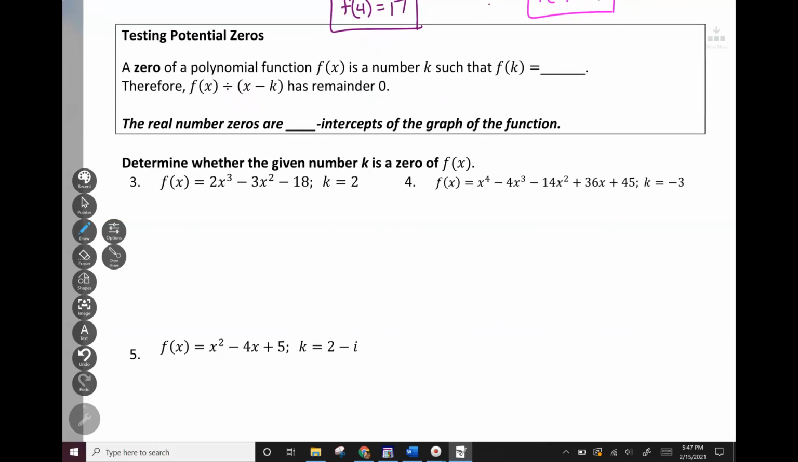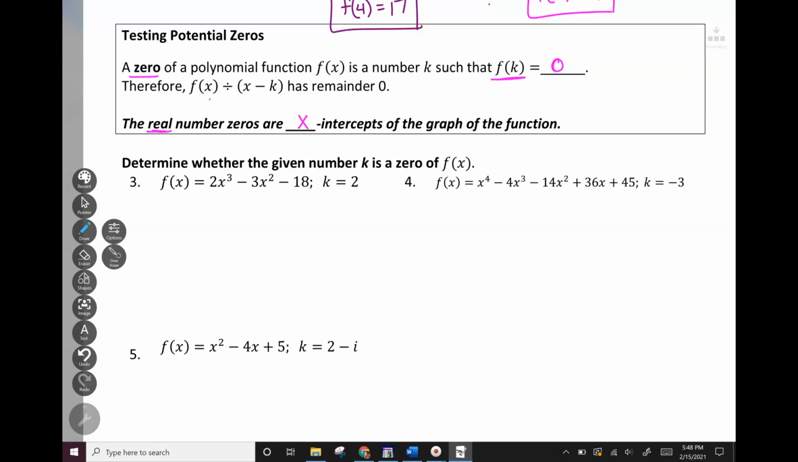Now let's look at testing potential zeros. A zero of a polynomial function, f of x, is a number k such that f of k equals 0. That's why it's called a zero. It's where the function equals 0. And you also know that that is the x-intercept when you're looking at a graph. If it's a real 0, so it's not an imaginary number, then that's going to be an x-intercept on the graph, right? Because you're saying the y value equals 0, so it's going to be an x-intercept.